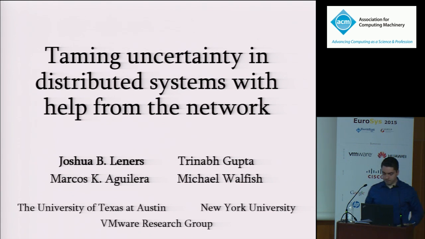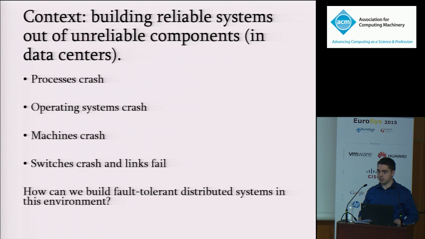This talk is going to be about how distributed applications can use software-defined networking to improve their fault tolerance. But before I get into the details of how they do so, I'd like to give a brief bit of context, and that is the long-standing challenge in computer science of building reliable systems out of unreliable components. Specifically, I'm looking at the setting of data centers, where a lot of different components can crash.